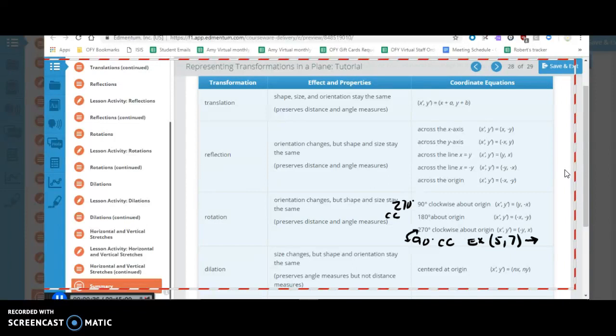What happens to this is that they first switch. So now we have 7, 5. And then this one, the sign changes. So it's going to be negative 7, 5. Okay? So now up here, 270 degrees counterclockwise.